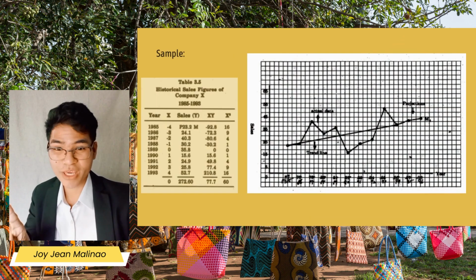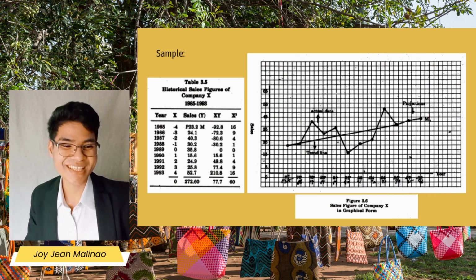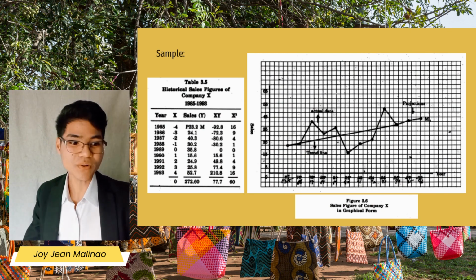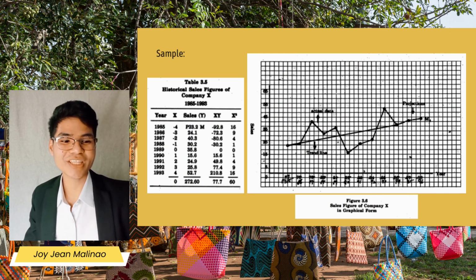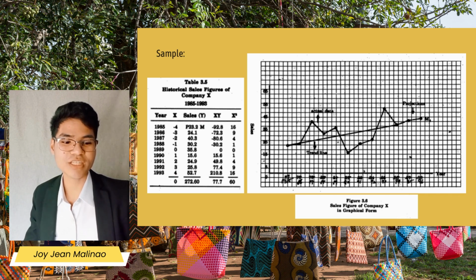Historical sales figures of company X. And we're going to summarize it. The total X value is 0. The total sales from year 1985 to 1993 is 272.60 million, and the summation XY is 77.7, and the X squared is 60. So now we can substitute our values based on the table.